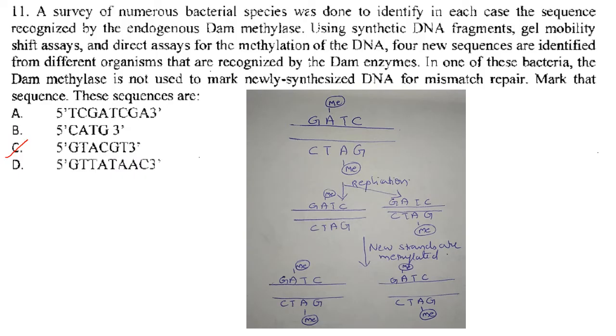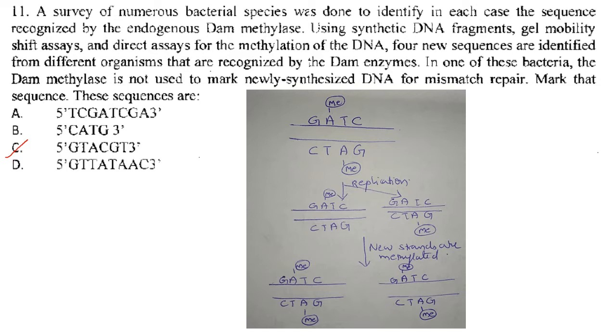Then next one. A survey of numerous bacterial species was done to identify in each case the sequence recognized by the endogenous DAM methylase. Using synthetic DNA fragments, gel mobility shift assays and direct assays for the methylation of DNA, 4 new sequences are identified from different organisms that are recognized by the DAM enzymes. In one of these bacteria, the DAM methylase is not used to mark newly synthesized DNA for mismatch repair. Mark the sequence. These sequences are.